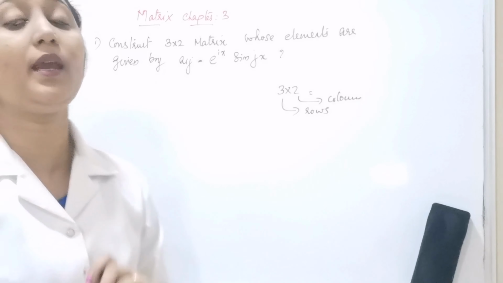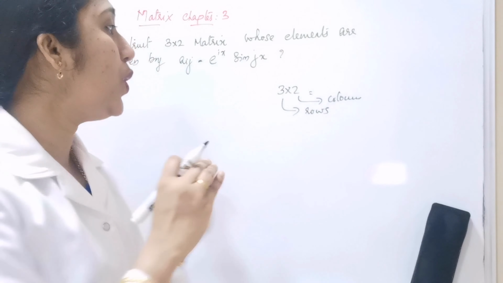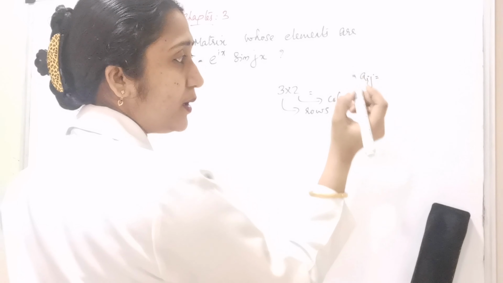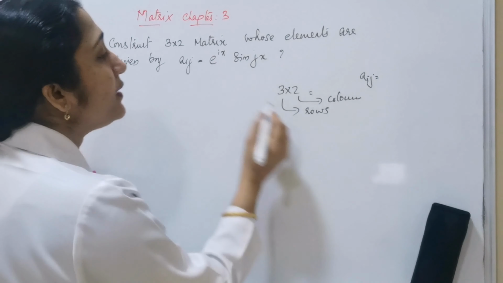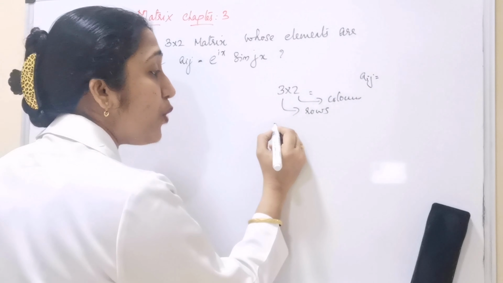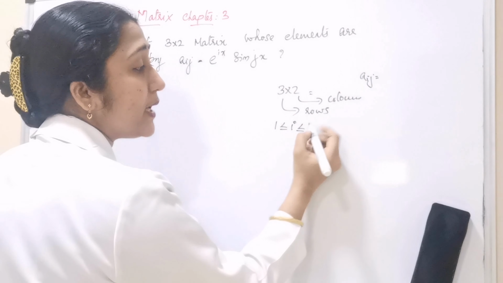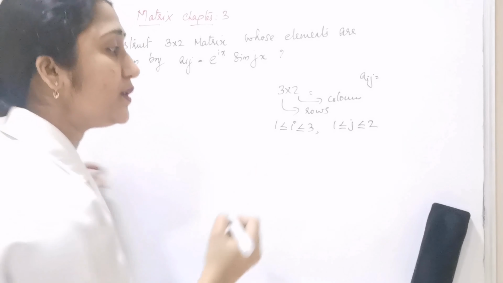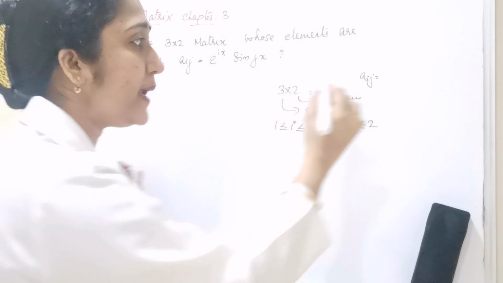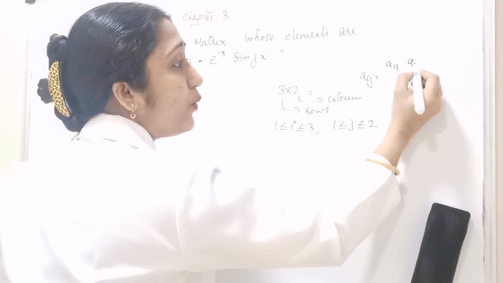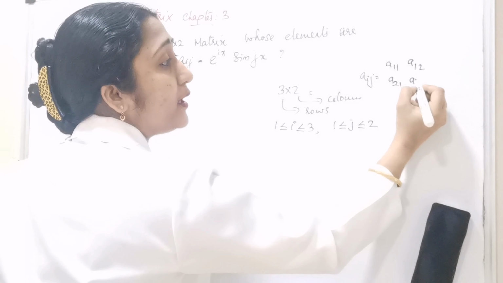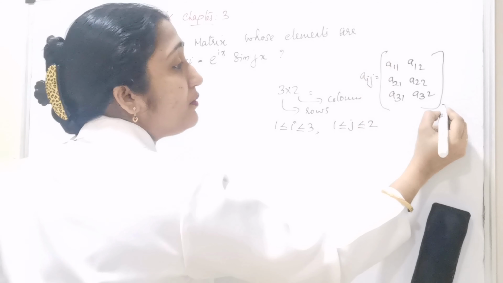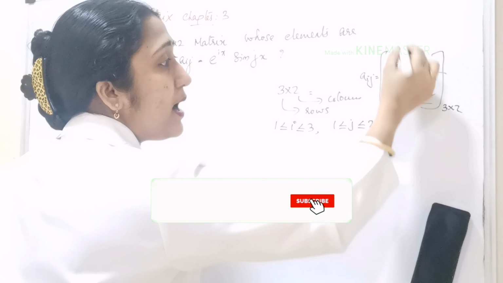Here we have to construct a 3 by 2 matrix, which means 3 rows and 2 columns. That means here we have to write Aij equal to, where the condition is 3 rows and 2 columns: 1 less than or equal to i less than or equal to 3 and 1 less than or equal to j less than or equal to 2. This is the condition. That means we have A11, A12, A21, A22, A31, A32. This is the format of 3 by 2, that is 3 rows and 2 columns.